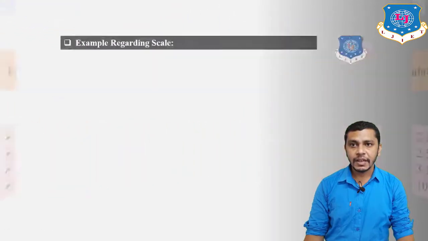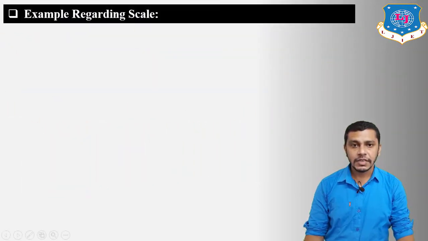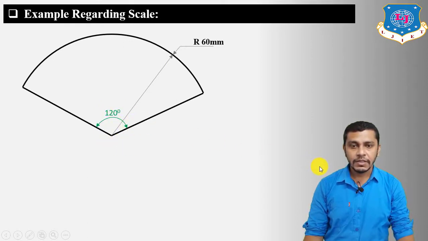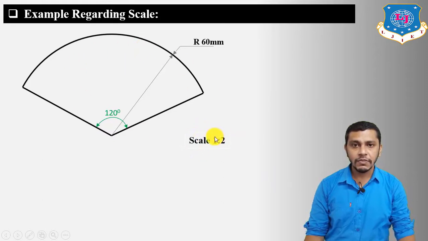Now let us take one example of the scale. Here we have represented one figure. It is an arc having radius 60 mm which subtends 120 degrees. One thing is that scale doesn't affect the angle of the given figure. So let us draw this figure again using the scale 1:2. That means we have to reduce the dimensions by half, but the angle doesn't change.